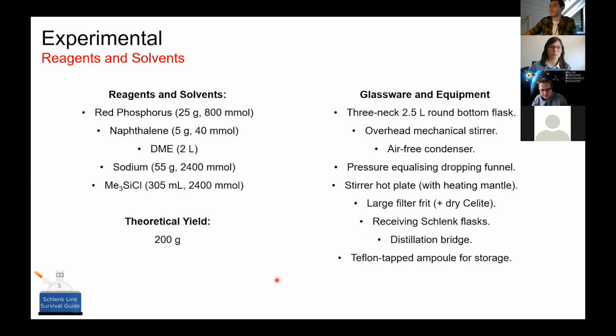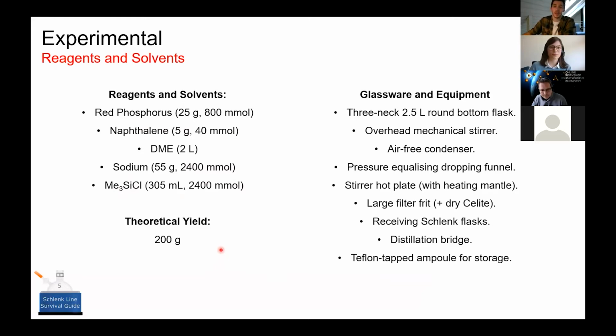Now, this is what you would need to prepare tris-trimethylsilyl phosphine. It's funny to say it like this because it looks more like a recipe at this point, but you will need red phosphorus. This is our phosphorus source. Naphthalene acts as our soluble electron carrier. The solvent of choice is DME, which is 1,2-dimethoxyethane. Sodium is our reducing agent, and of course trimethylsilyl (TMS) chloride. The theoretical yield for this is 200 grams.